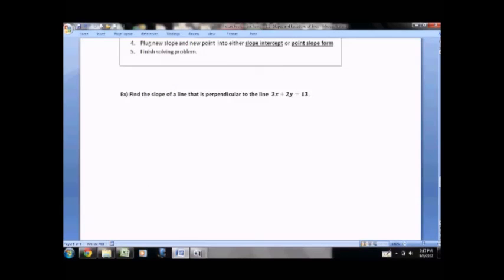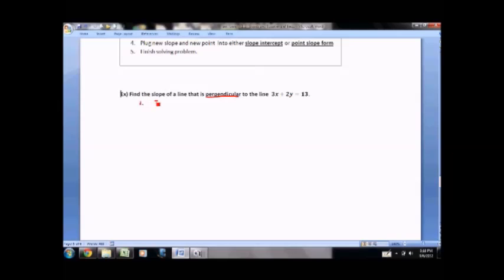Your first question: find the slope of the line that is perpendicular to the line 3x + 2y = 13. Right here we're just trying to find the slope. We're not even going to find the new line. So let's look at that. Our first step, remember, is to identify the original slope. To do that, we have to solve for y, so we put the original in slope-intercept form.